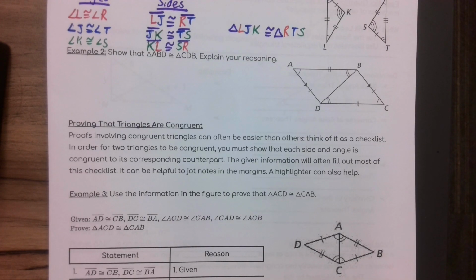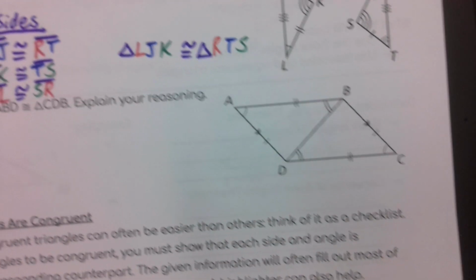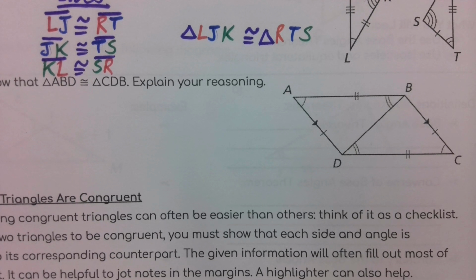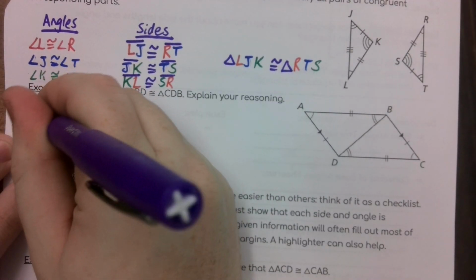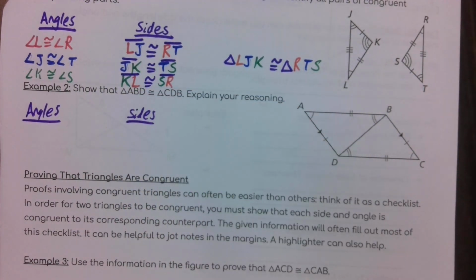Let's take a look at example 2. So in example 2, we are trying to show that ABD is congruent to CDB. Now, as we look at this, remember what we need in order to prove that two triangles are congruent. In order for two triangles to be congruent, we need all the sides and all the angles to match up. It's usually a good bet, if you're a little bit stuck, to list off what sides and angles you do know. So that's what we're going to do here. I'm going to list off all the angles that I do know are congruent, and all the sides that I do know are congruent.